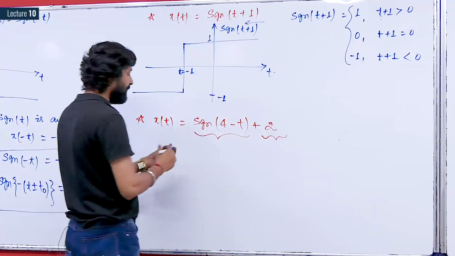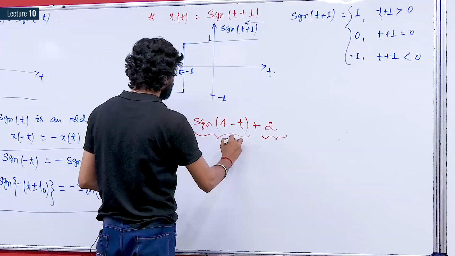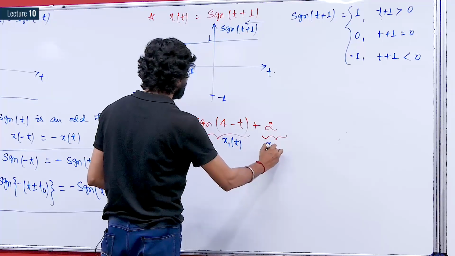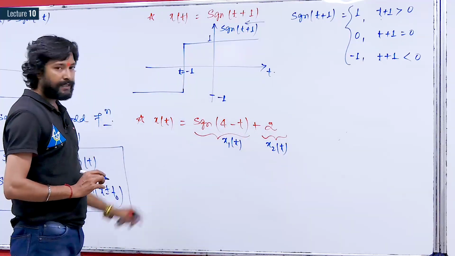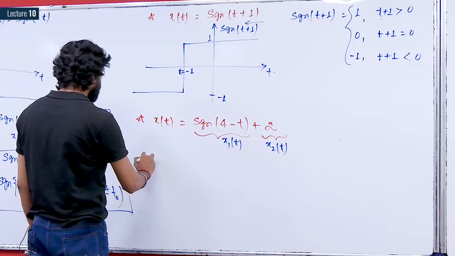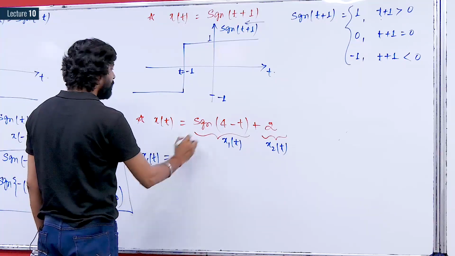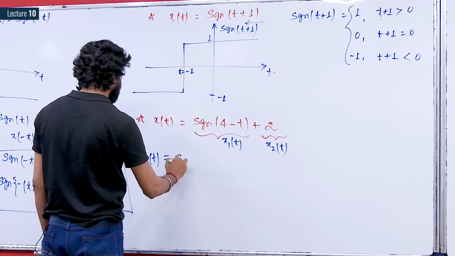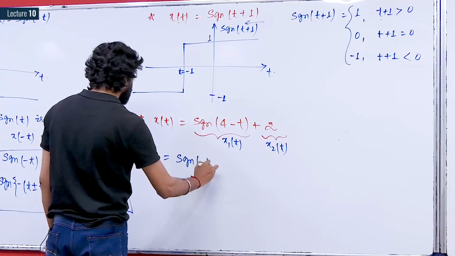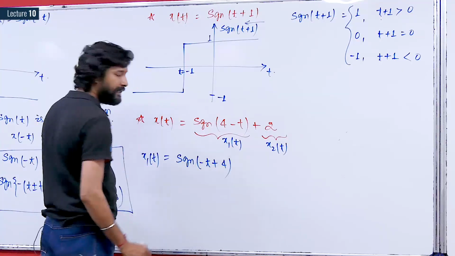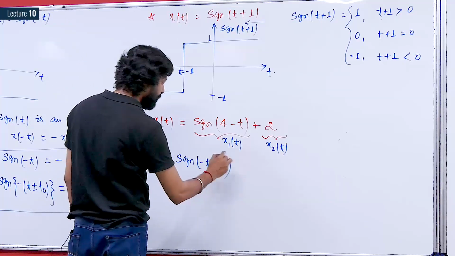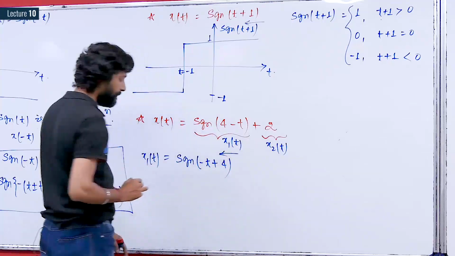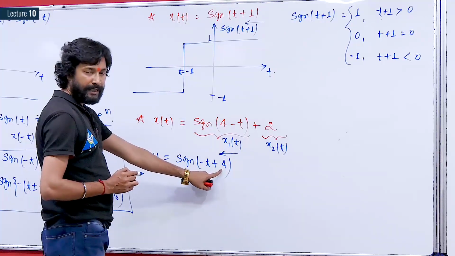This part, let us name it as our signal x1 of t and this as our signal x2 of t. We know that x2 of t is a constant. We have to find out this. So x1 of t is written as signum of 4 minus t, which can also be written as signum of minus t plus 4. You can write it like this. So if you want to perform operations moving from right to left, if you want to follow that method, no problem with that. So you must apply a time shift of 4 seconds.